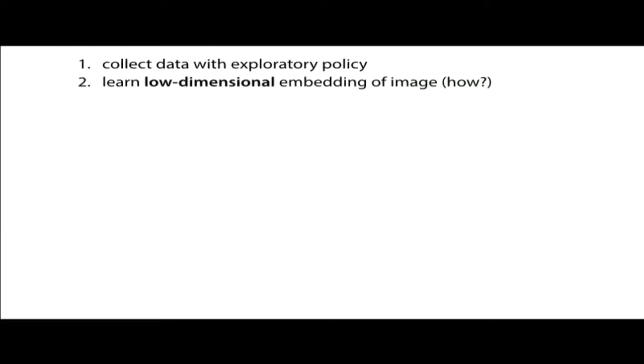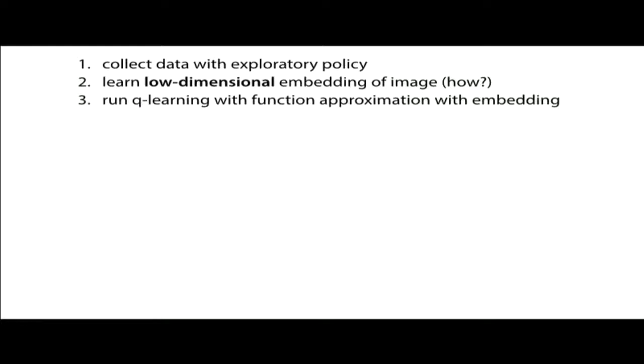The way this works is they first collected data with an exploration policy, and then learned a low-dimensional embedding of the image using that data. I'll talk about how in a second. And then once they had that low-dimensional latent state, they ran Q-learning, just like you saw in the last lecture with function approximation, using that embedding as the state instead of the raw observations.